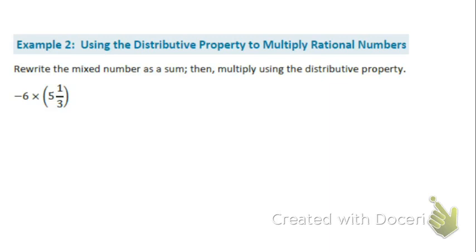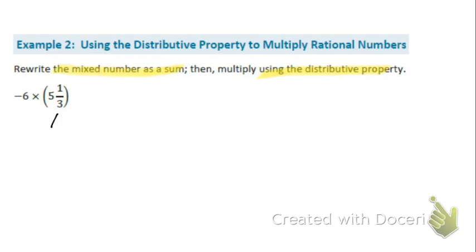Alright. Look at the next part. This is using the distributive property to multiply rational numbers. So rewrite the mixed number as a sum. So first let's do that. Rewrite the mixed number as a sum, and then multiply using the distributive property. Let's do the first part. We've done that before.